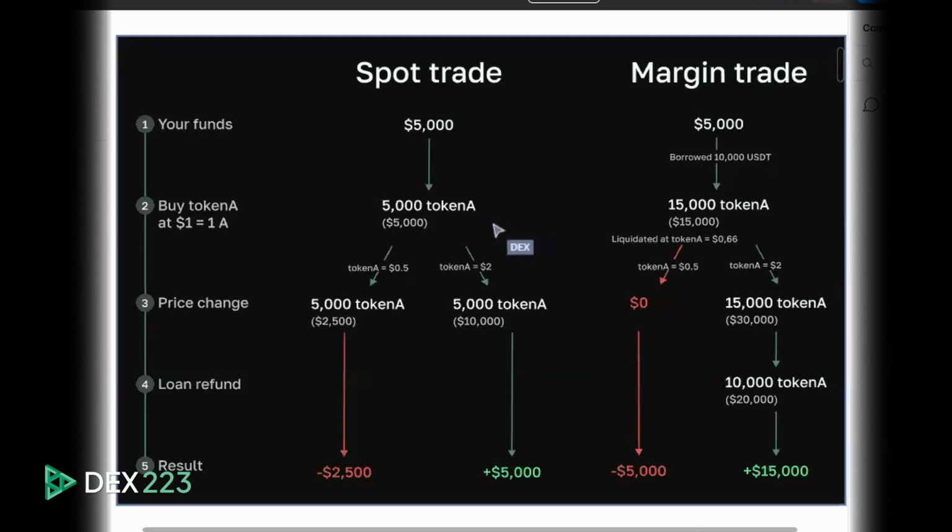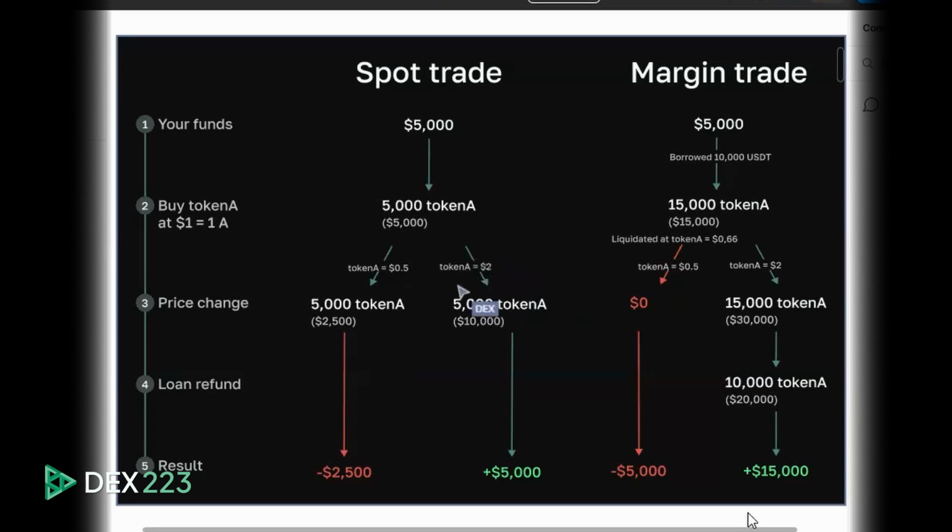In this case, the price changes, and it can grow or go down. And in case of spot trading, if the price of token A goes down 2 times and token A will be at $0.5, you will still hold these 5,000 of token A, but their price is now 0.5, and this gives us $2,500. If the price will double, then you still hold your 5,000 of token A. Their price is $2 each, and now you have $10,000.